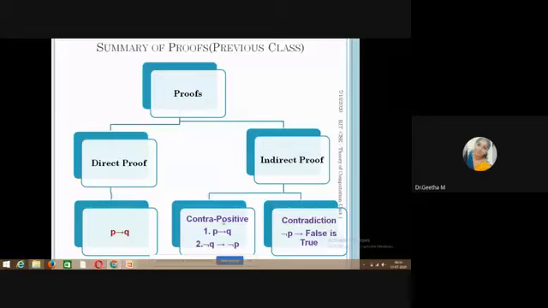Coming to contradiction, this is totally different. Only one statement is available, that is P. You assume that the negation of P is true, and then you show this leads to something false, so the given statement must be true. Likewise, you prove using this kind of contradiction proof. Then coming to the next slide.